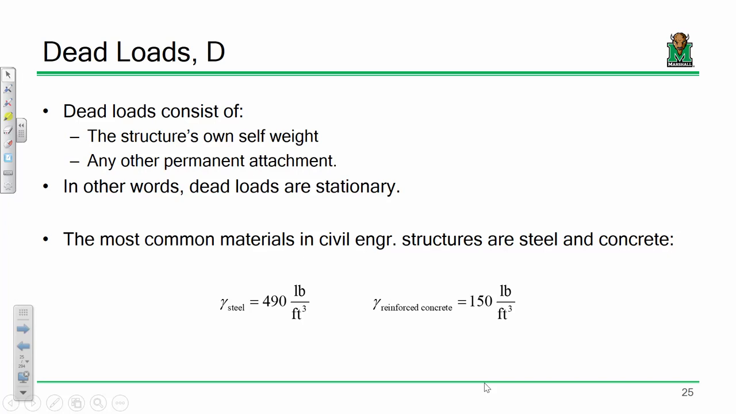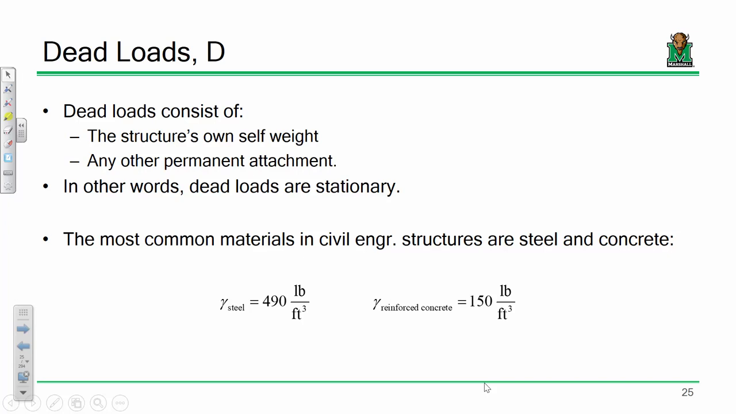Well, here's a couple numbers I'm going to make you remember: the unit weight of steel and the unit weight of concrete. By the time we're done, you'll know these numbers. Structural steel has a unit weight of 490 pounds per cubic foot, okay? And that is how we estimate the weight of steel on a structure.